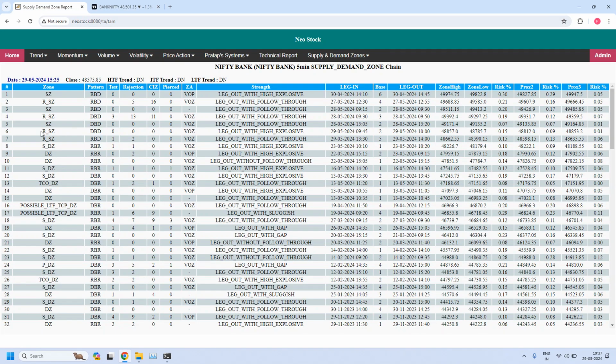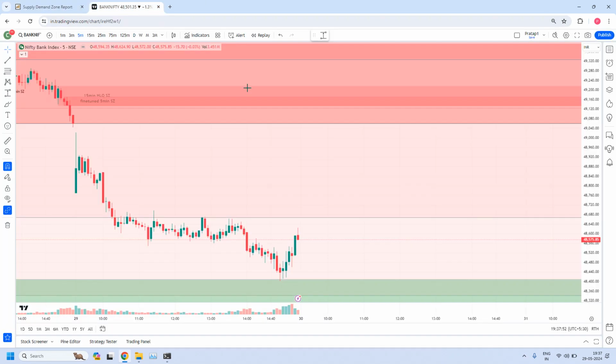Which is the first one? The 6th one. The 6th one is not yet tested. 29.5, 9.45, two base candles. Today 9.45. This is the one. 9.45, two base candles and again a drop candle.